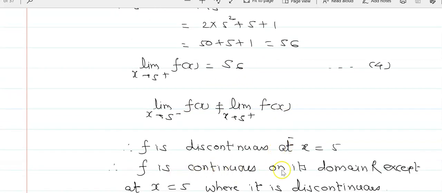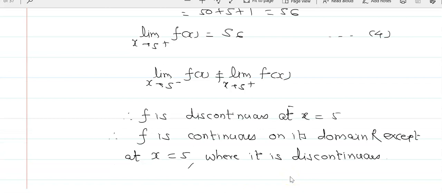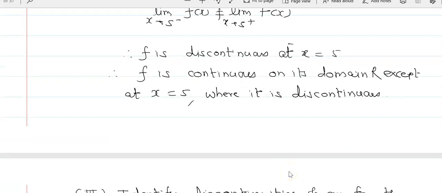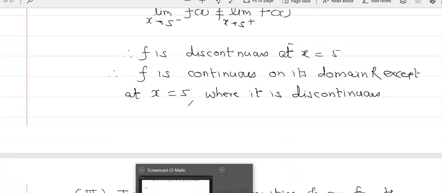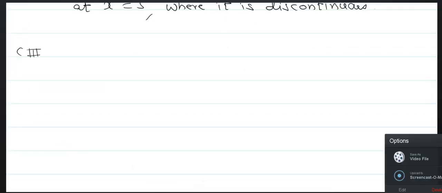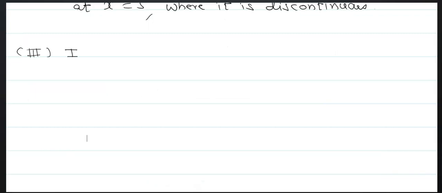Therefore, f is continuous on its domain, capital R, except at x is equal to 5, where it is discontinuous. All these are the descriptive type questions. Now, next is the third one.